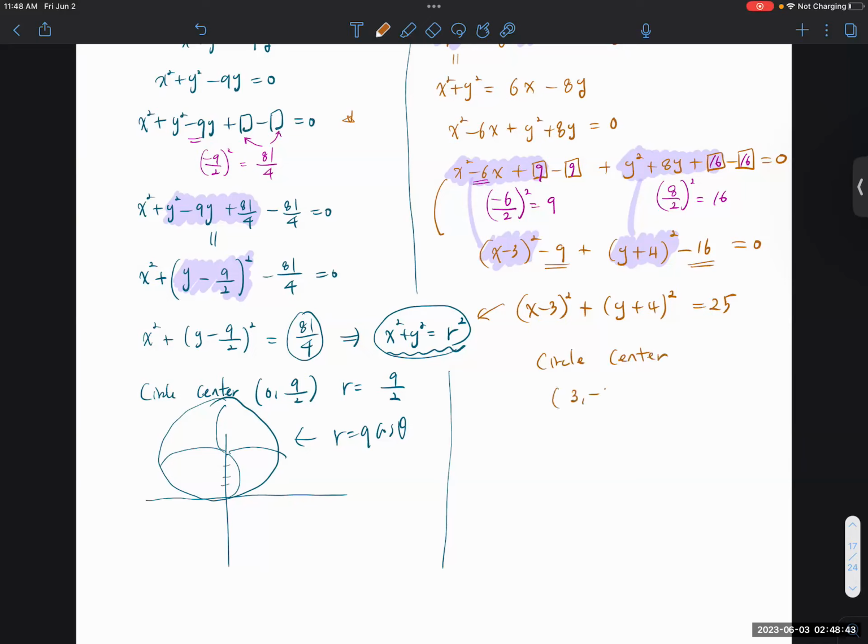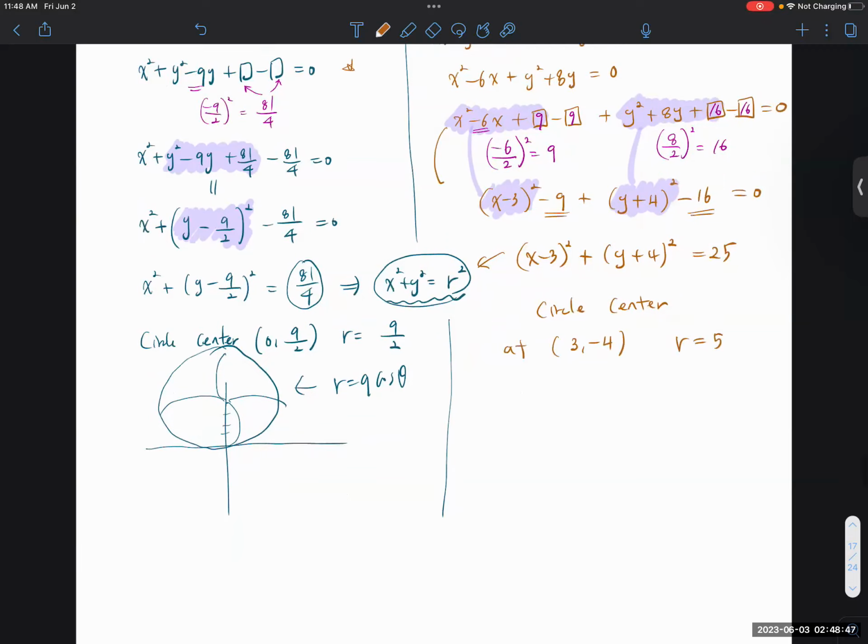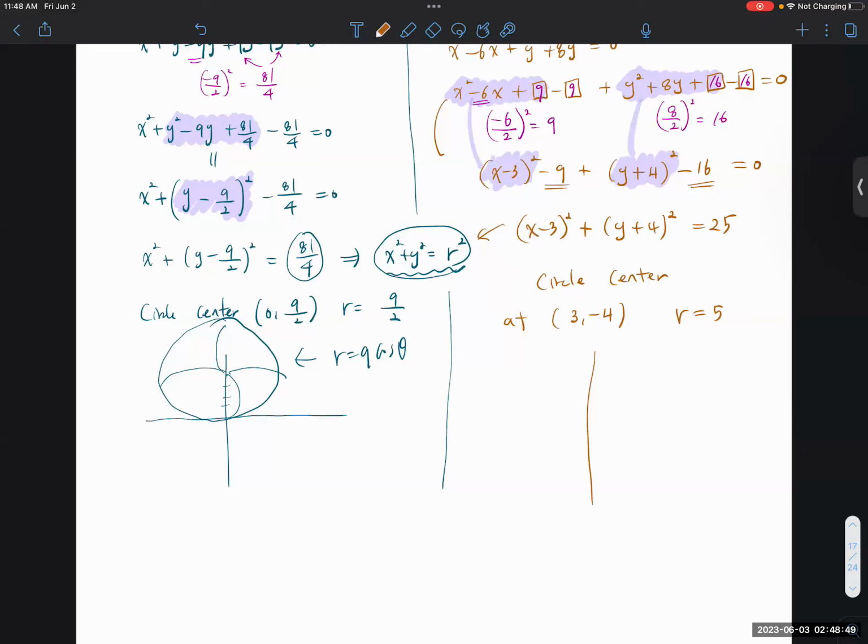Center at 3, negative 4, and radius is 5. So if you graph it, 3, negative 4 right there. From here, you're going to move up 5, down 5. So this is going to be the circle.